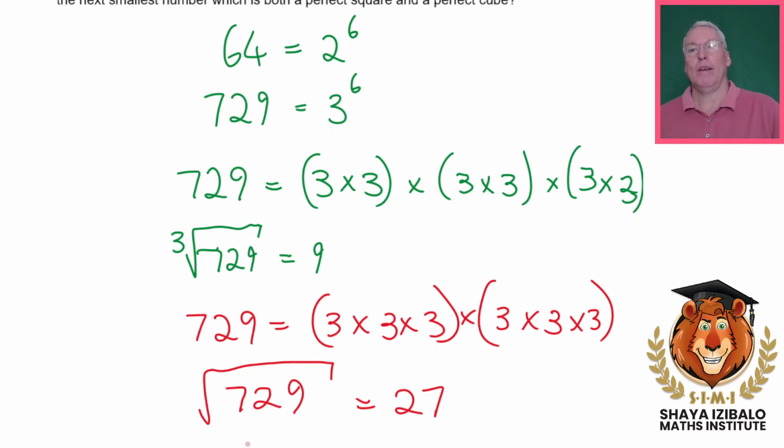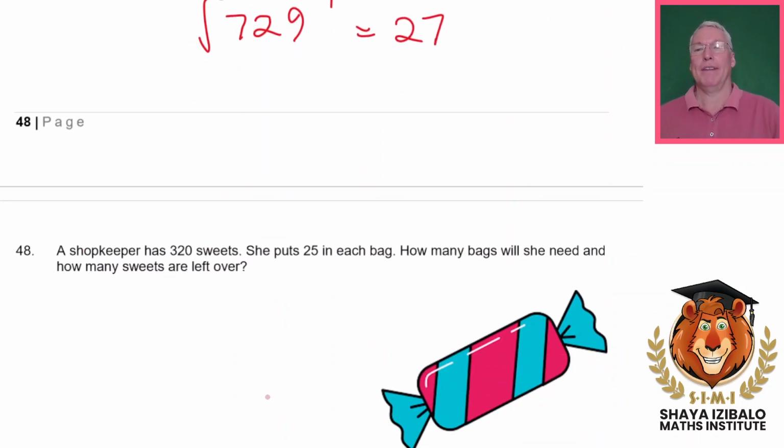The next one, we would have to use 6 5's. 5 is the next prime number. We need 6 of them. It's an enormous number.